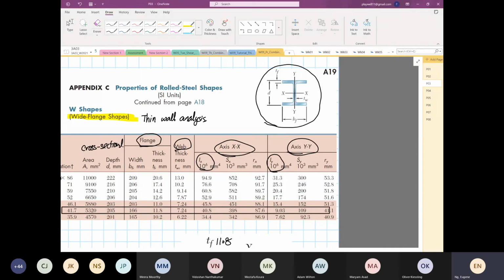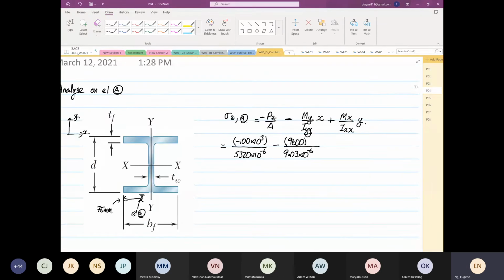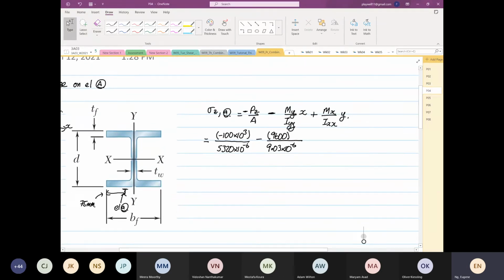How come we did not consider the stress caused by 100? I think we did, right? Oh, she said never mind. Okay, never mind. You got it. So now, the x distance. What is this x distance?